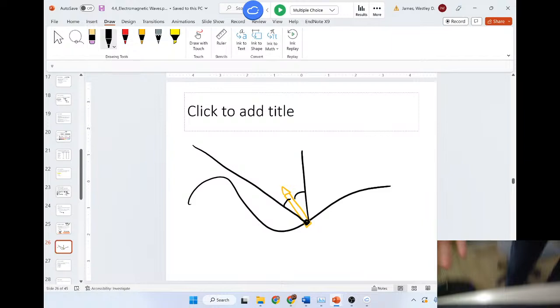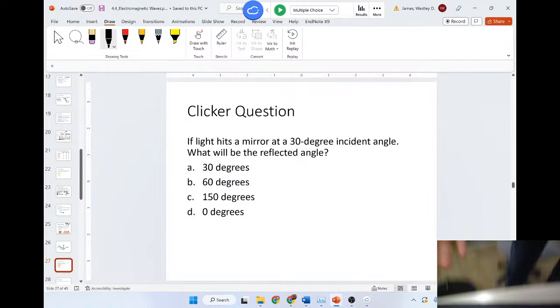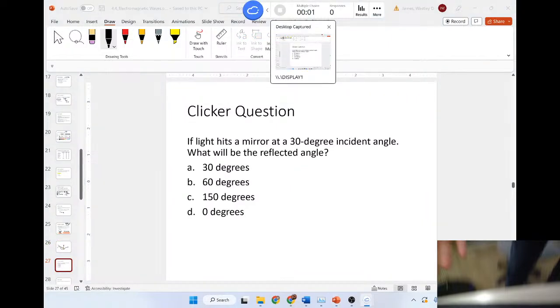Yep. And you can do that with any point to determine which way it will go. So, hopefully that helps. Now, if light hits a mirror at a 30-degree angle, this angle is measured with respect to the normal. That's the one that we've just been talking about. What will be the reflected angle?